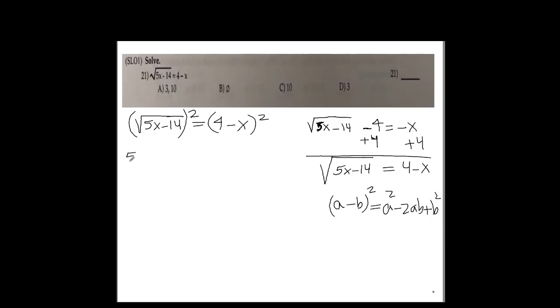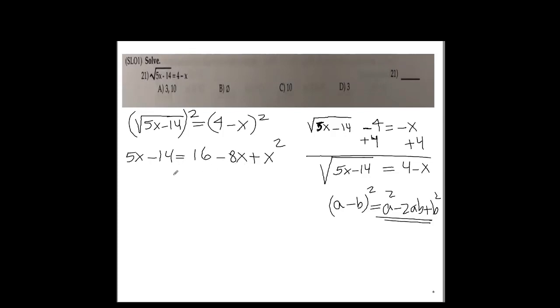So on the left-hand side, we eliminate the radical. On the right-hand side, we get 4 squared, which is 16, minus 2ab, which would be 2 times 4 is 8 times x would be 8x, plus the last term squared, using this property to expand what you have on the right-hand side. The next step is to move everything to one side of the equation and then solve for x.